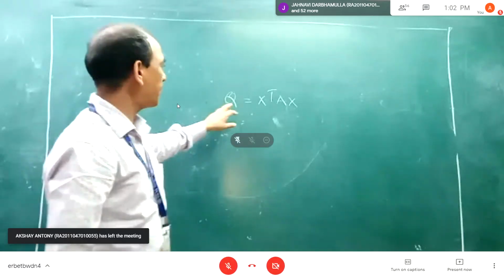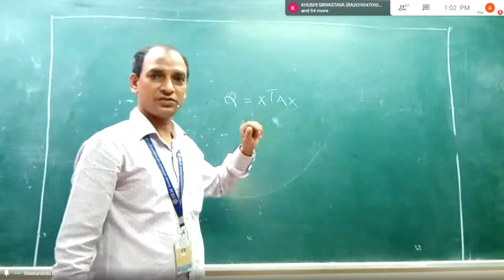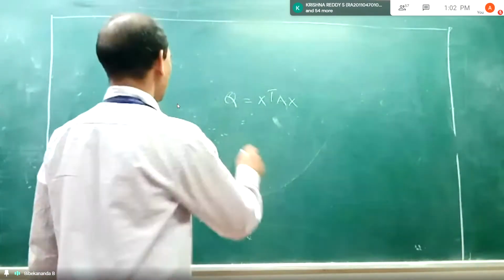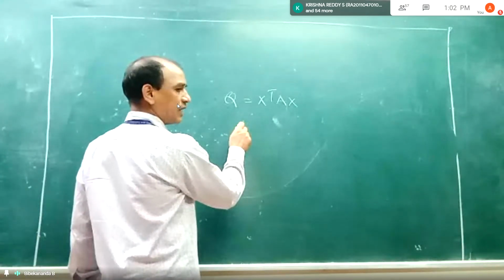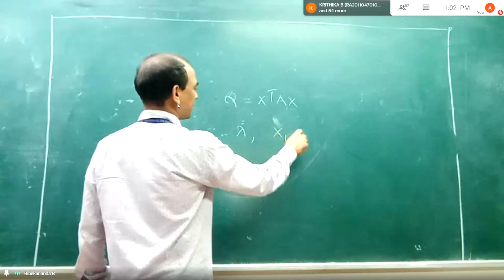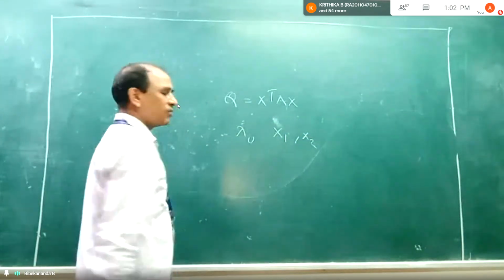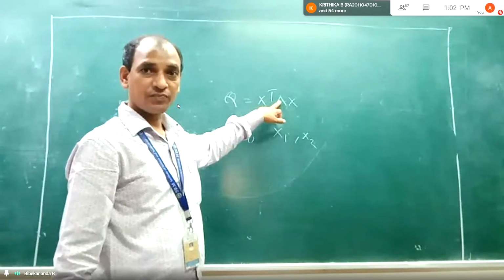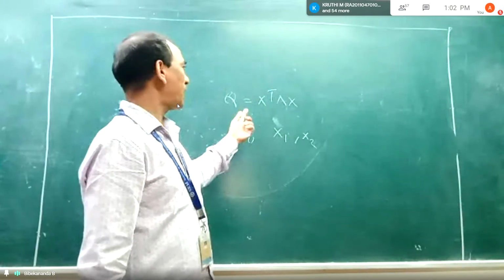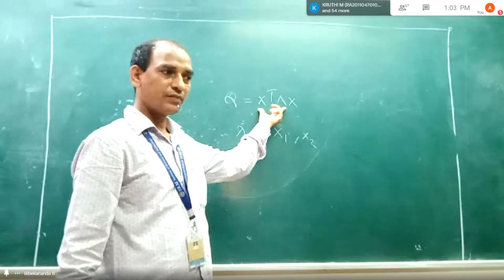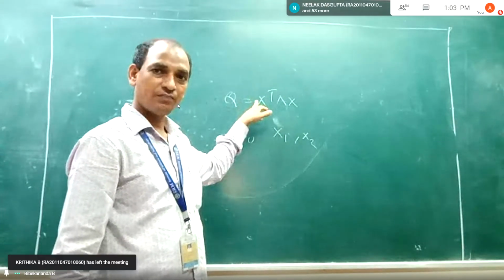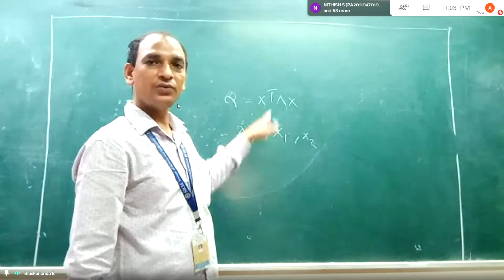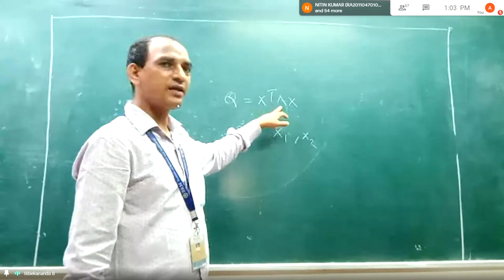Given the quadratic form, you have to write it as a product of matrices. That is the first step. In the second step, find the eigenvalues and eigenvectors of A. That is the second step. First of all, you have to write the matrix form of the quadratic form as a product of matrices. Then, after that, you have to find the eigenvalues and eigenvectors of the matrix A.